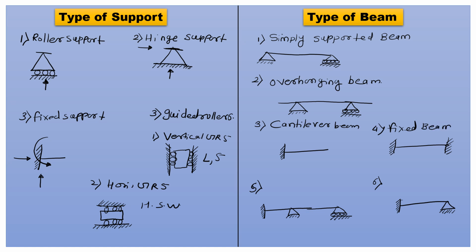Then next beam is continuous beam, which means any beam that has more than two supports is called a continuous beam. So this is the continuous beam. Next is propped cantilever beam. So this is the propped cantilever beam. One end is fixed, another end is hinge or roller, whichever it may be. This is a combination with a cantilever beam, where one end is free, but in a propped cantilever, both ends are supported, and one end is always a fixed end.